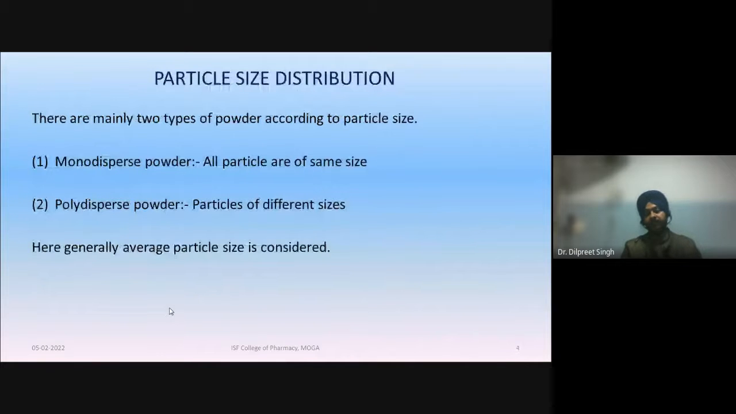Now, particle size distribution. What is the definition of particle size distribution? It means how homogeneous your particle size is. There are two types of powder according to the distribution nature. First is the monodispersed powder, second is the polydispersed powder. In the monodispersed powder, the particles are of the same size. In the polydispersed powder, the particles are of different sizes.